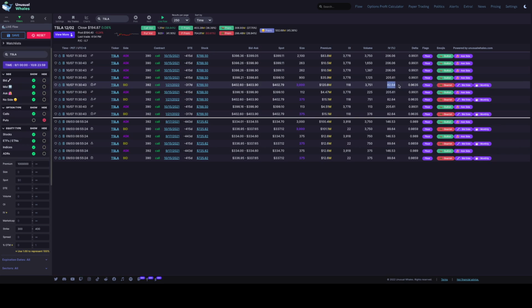Even if you look at IV, really low IV, because they have so much time, meaning they don't expect much of a volatile reaction, like the 205 IV on 390.